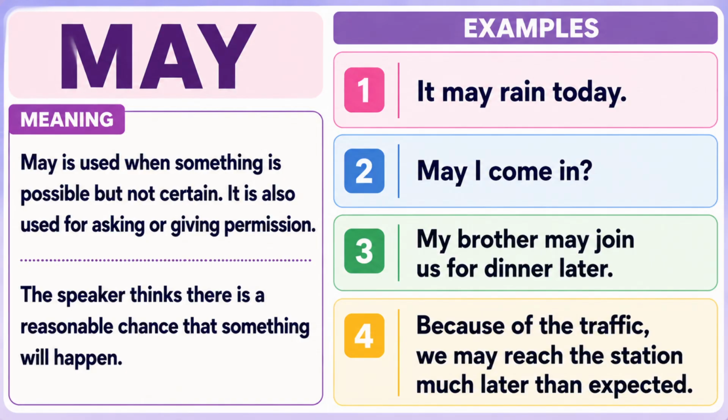Now we will learn about may. May is used when something is possible but not certain. It is also used for asking or giving permission. The speaker thinks there is a reasonable chance that something will happen.